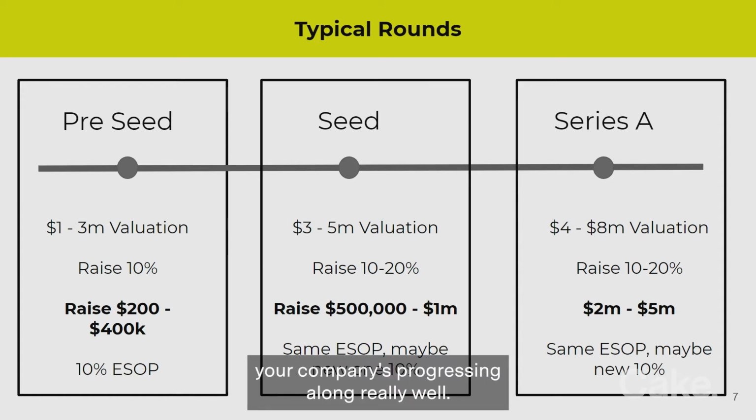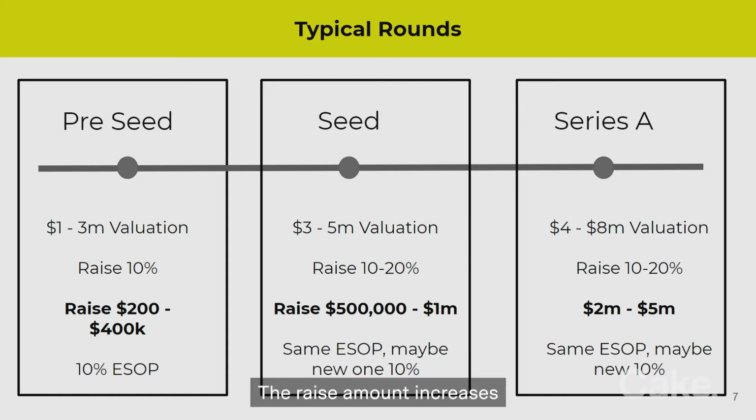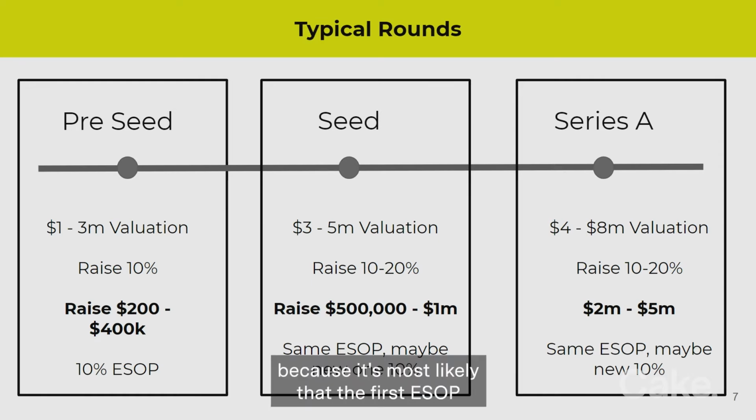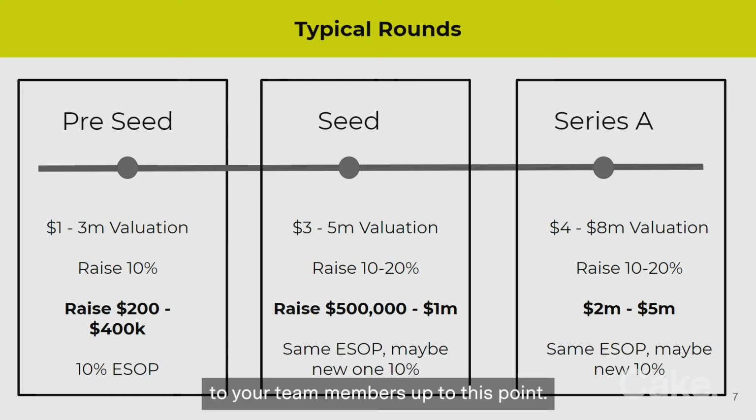Your company's progressing along really well, your valuation ticks up, you're diluting again a bit further, another 10 or 20% in your Series A, the raise amount increases, and you're probably implementing a new ESOP at this point as well, because it's most likely that the first ESOP has been fully allocated to your team members up to this point.